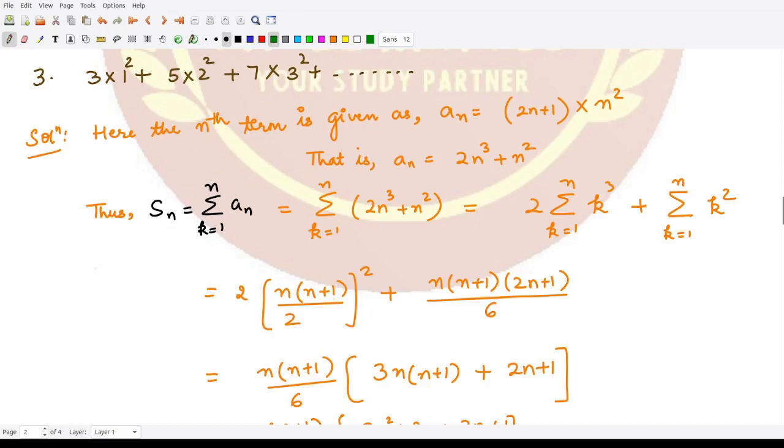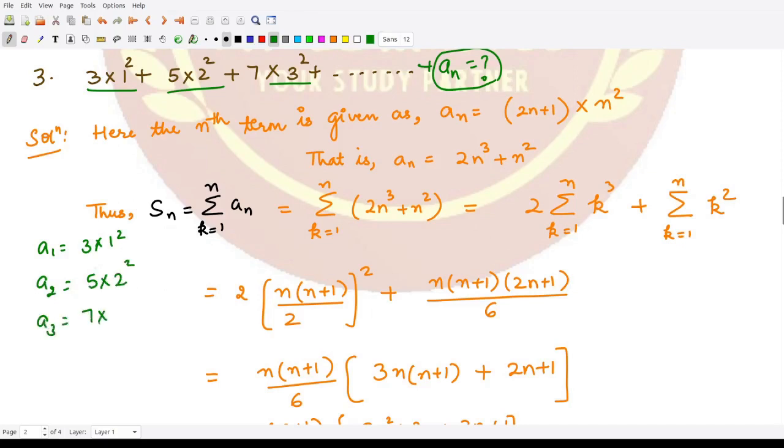So what we can do, we can identify what is our a_n, right? So we can do that by looking at our terms which are given to us. So here a_1 is given to be 3 into 1 square, right? a_2 is given to be 5 into 2 square. a_3 would be 7 into 3 square.